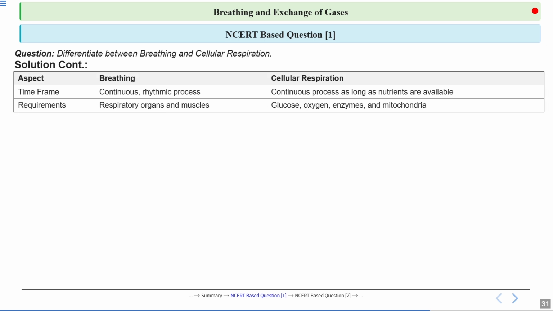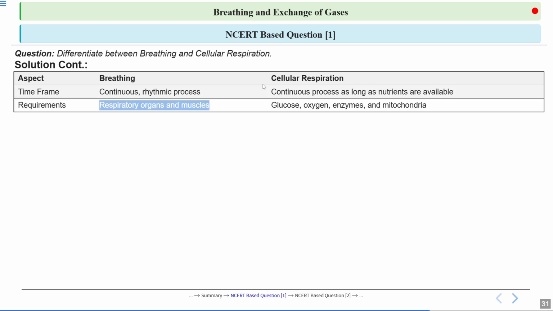Okay, breathing is a continuous and a rhythmic process. But cellular respiration is also a continuous process as long as the nutrients are available. So for respiration, respiratory substrates are required. For breathing, no respiratory substrates are required. So that's why it is a continuous and a rhythmic process. Respiration is also continuous, but only as long as the respiratory substrates are available. Now breathing occurs in the respiratory organs.